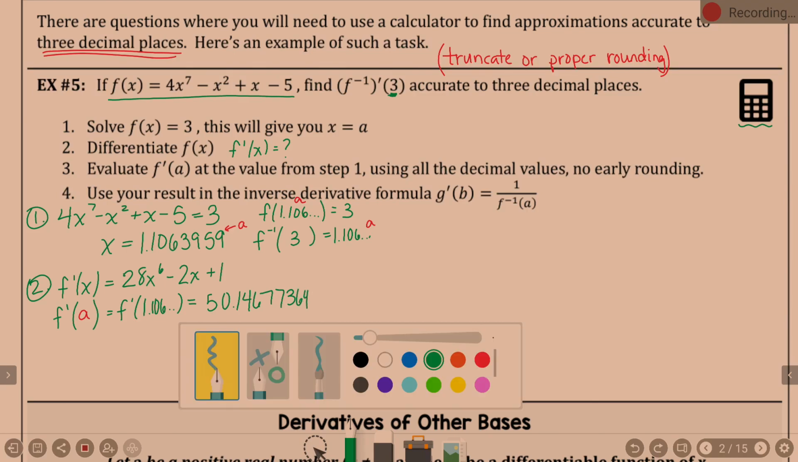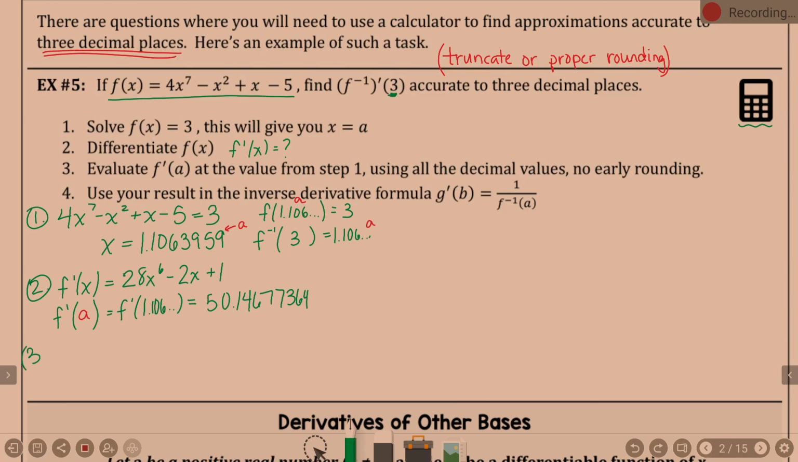Now, that was kind of taking me to step 3 there, because step 3, actually that was step 3. My steps aren't matching up with their steps, because that really was step 3 there, wasn't it? Okay. We're going into step 4. Use a result in the inverse derivative formula. So G prime of B equals 1 over F prime of F inverse of A.